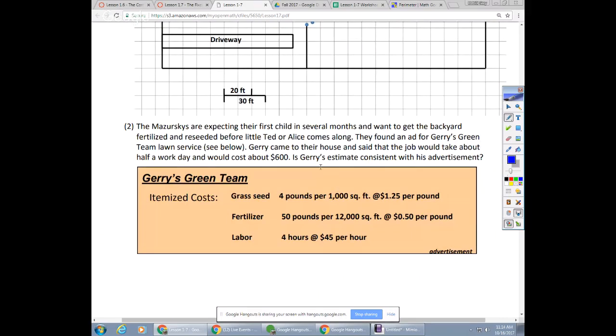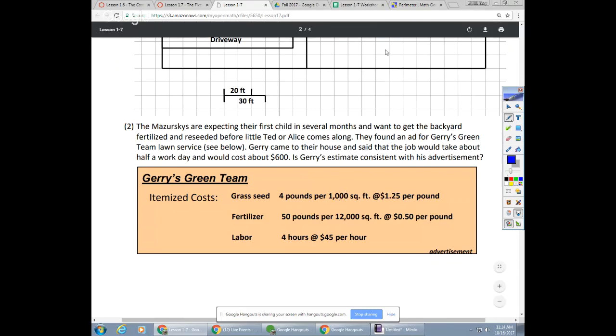And so Jerry came by from Jerry's Green Team and gave them a bid of $600 to fertilize and reseed the backyard. And so here are his rates. To pay for the seed, 4 pounds covers 1,000 square feet at $1.25 per pound. So we're going to have to do some calculations there. How many groups of 1,000 square feet do we have? Fertilizer, it's 50 pounds per 12,000 square feet, and that sells at 50 cents per pound.